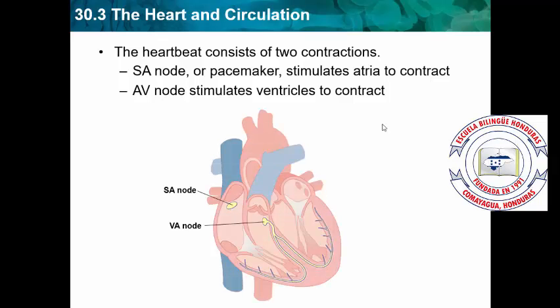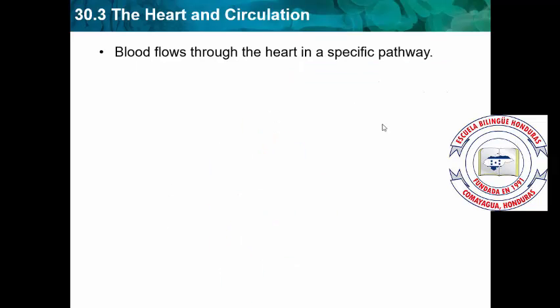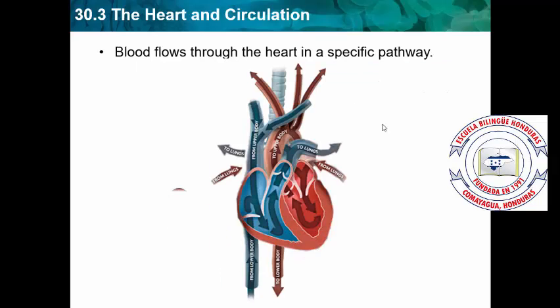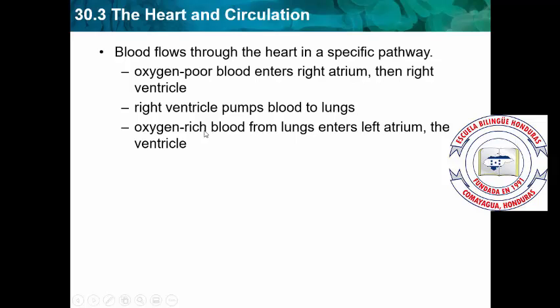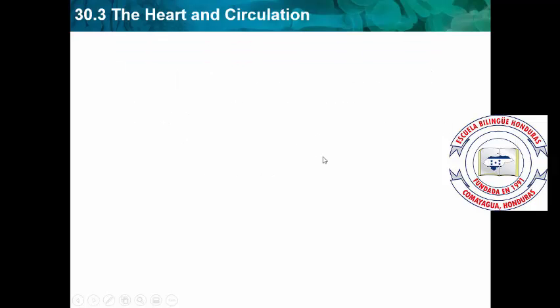And you see in what part of our heart they are located, guys. Blood flows through the heart in a specific pathway. You have 1, 2, 3, and 4 steps when the blood flows through our heart. Oxygen-poor blood enters the right atrium, then the right ventricle. That's the first step. Right ventricle pumps blood to the lungs. Third, oxygen-rich blood from the lungs enters the left atrium, then the left ventricle. Left ventricle pumps blood to the body.